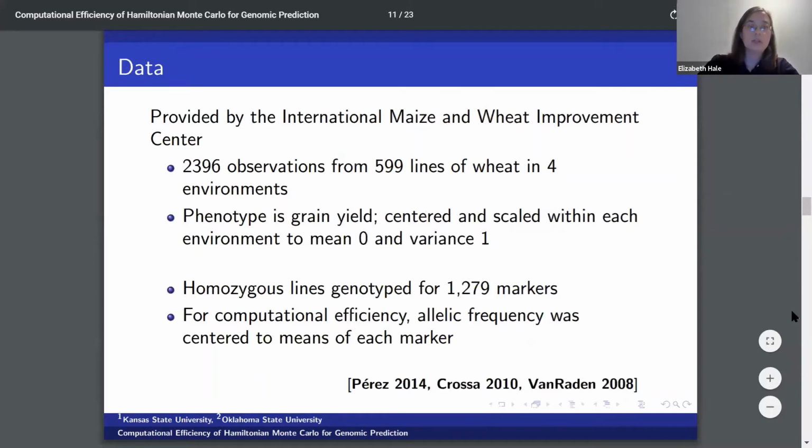The data that we used for this study, we had 2,400 different observations of wheat grain yield in 4 different environments that were provided by the International Maize and Wheat Improvement Center. Because it came from 4 different environments so that we could ignore the effects of these environments, the phenotype data was centered and scaled within each environment. As far as the genotypic information, the lines are homozygous and they were genotyped for about 1,300 different markers. And for the sake of computational efficiency, we centered the allelic frequencies to the mean of each marker.